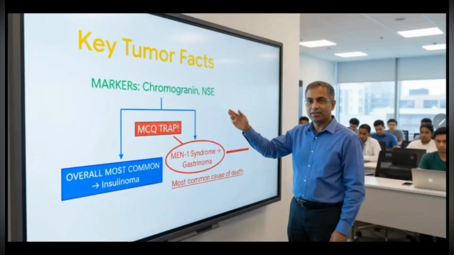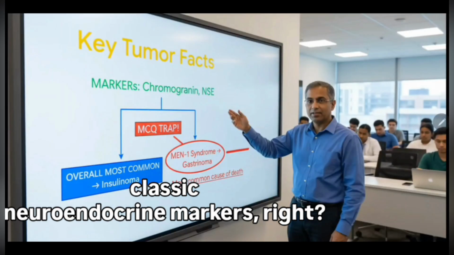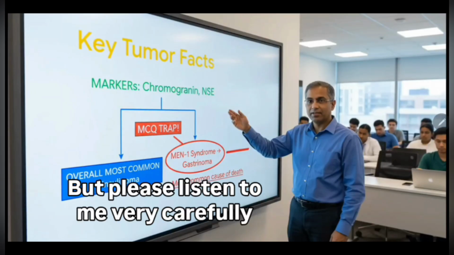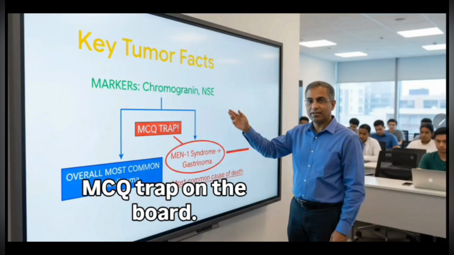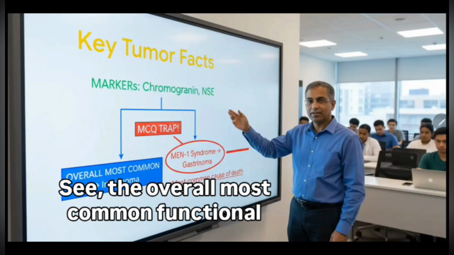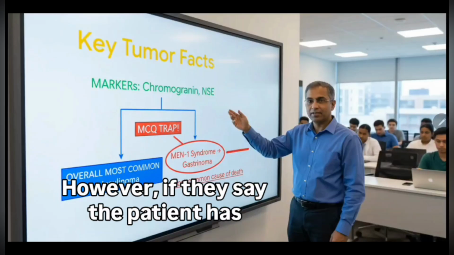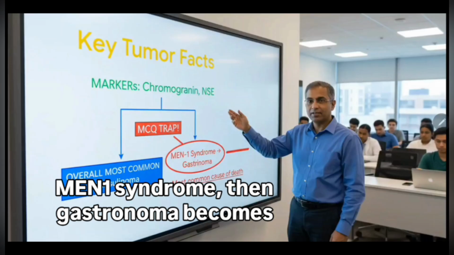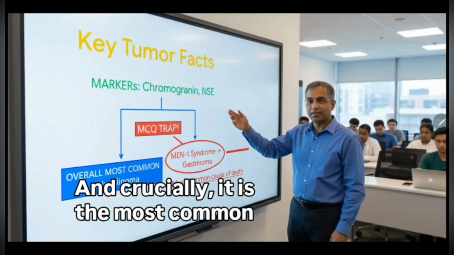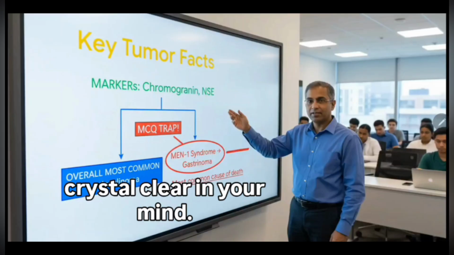It's a direct MCQ. Now, since it's a neuroendocrine tumor, obviously it will stain positive for classic neuroendocrine markers, right? Specifically, chromogranin and NSE. But please listen to me very carefully here, and do not fall for this classic MCQ trap on the board. Examiners absolutely love testing this. See, the overall most common functional pancreatic neuroendocrine tumor is insulinoma. However, if they say the patient has MEN1 syndrome, then gastrinoma becomes the most common enteropancreatic NET. And crucially, it is the most common cause of death in these MEN1 patients. You need to keep this distinction crystal clear in your mind.